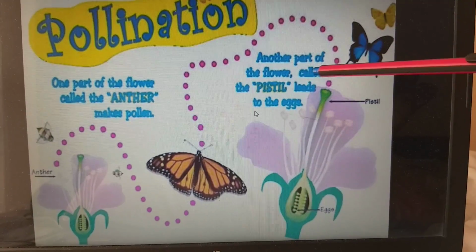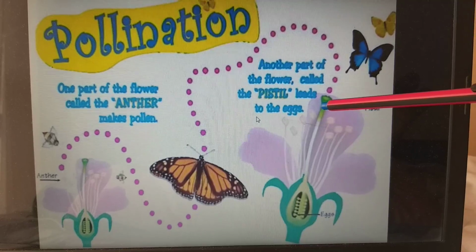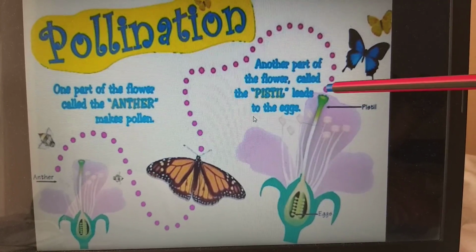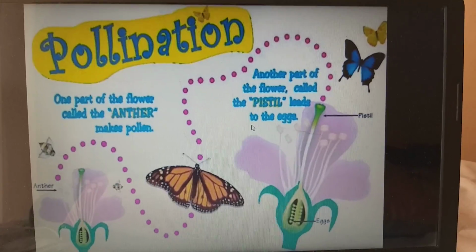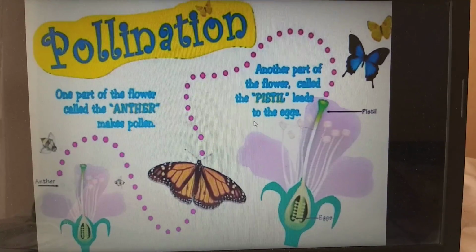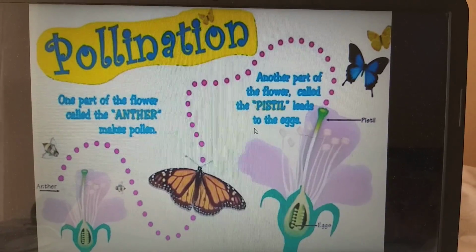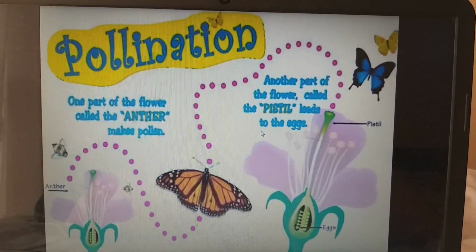Another part of the flower is called the pistil, which leads to the eggs. Now, when the pollen is attached from here to here, this process alone is called pollination. It can happen through wind, birds, insects and certain animals.